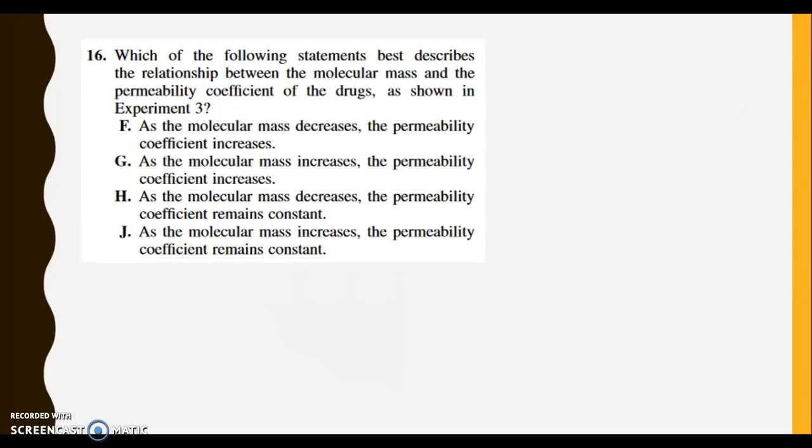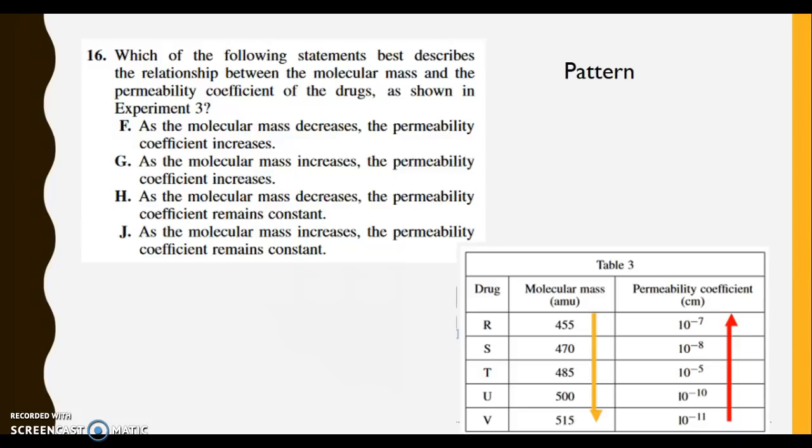Question 16. Which of the following statements best describes the relationship between the molecular mass and the permeability coefficient of the drugs as shown in experiment 3? This is a pattern question. So I'm going to go back to experiment 3 and I'm going to draw my trend lines a little differently. So I see the increase in my molecular mass, and my general trend for permeability is a decrease in permeability, so that they would be inversely proportional.